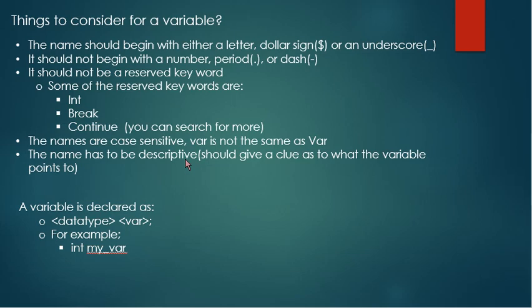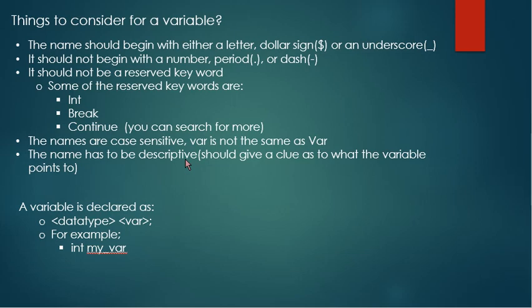The name has to be descriptive. At least it should give a clue as to what the variable points to. As an example, the variable name sum is kind of descriptive because you will know that this variable probably holds the sum of different integers or some numbers.